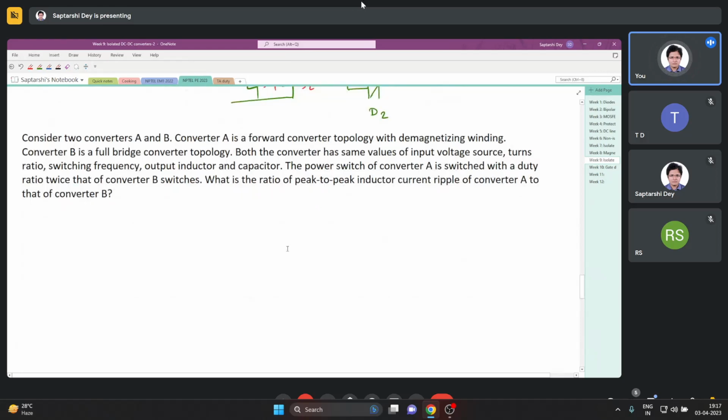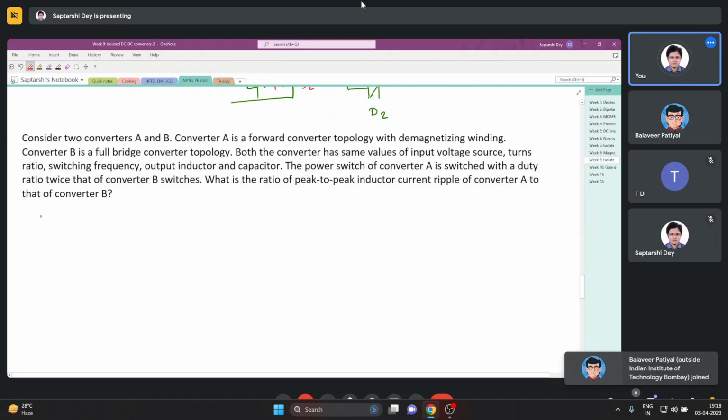Consider two converters A and B. Converter A is a forward converter with demagnetizing winding, and converter B is a full bridge converter topology. Full bridge is this one. Both converters have the same values of input voltage source, turns ratio, switching frequency, output inductor, and capacitor. The power switch of converter A is switched with a duty ratio twice that of converter B. So what is the ratio of peak to peak inductor current of converter A to converter B?